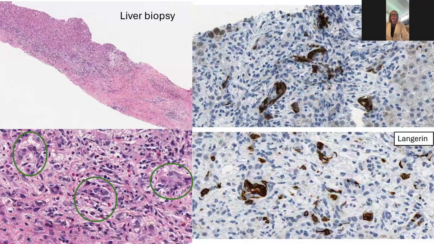So this is a very rare example of a liver biopsy that actually does show CD1a and Langerin going up into those distal bile ducts. This is a very rare case, and it's an active one in which, as you can see in the lower panel with the green circles, these are very destroyed bile ducts with inflammation in a really active phase.